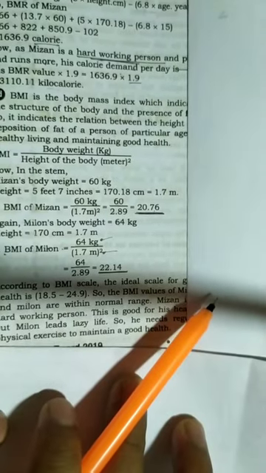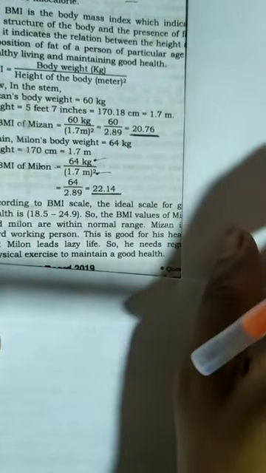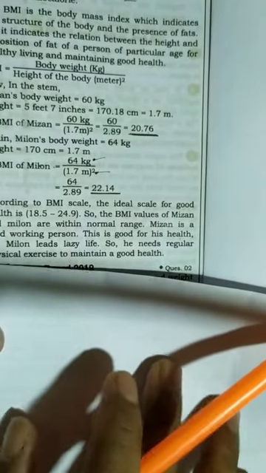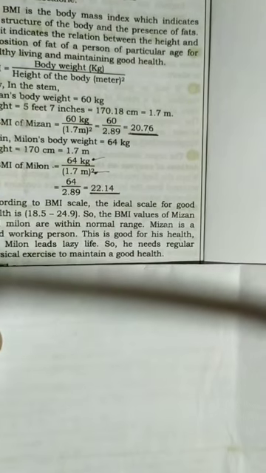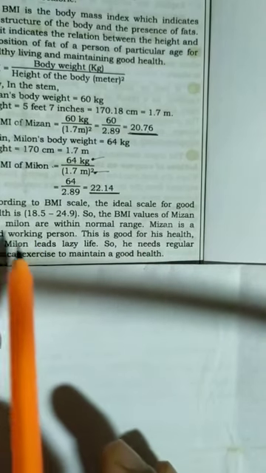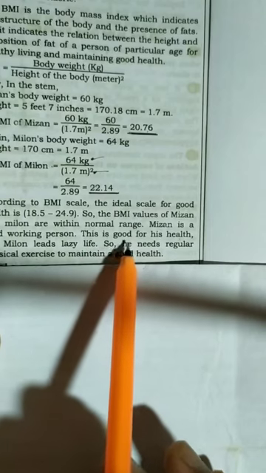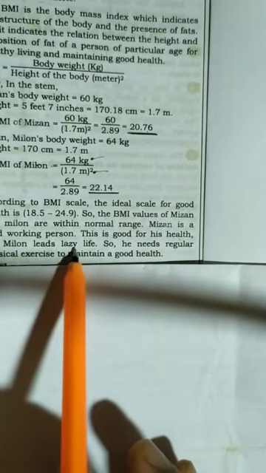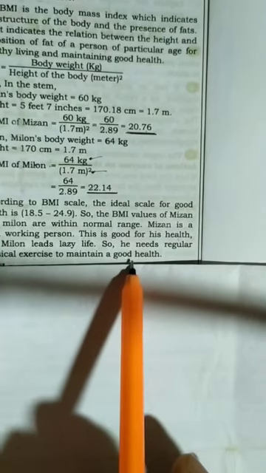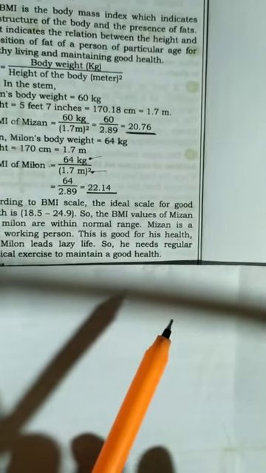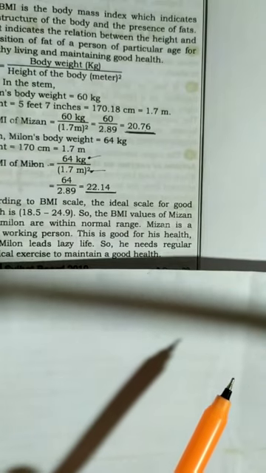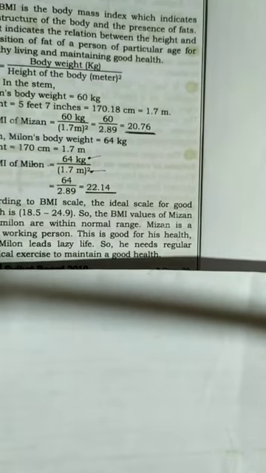According to the BMI scale, the ideal range for good health is 18.5 to 24.9. So the BMI values of Mizan and Milon are within the normal range. Mizan is a hardworking person and this is good for his health, but Milon leads a lazy life, so he needs regular physical exercise to maintain good health. This is the discussion about Milon and Mizan's health according to BMI.